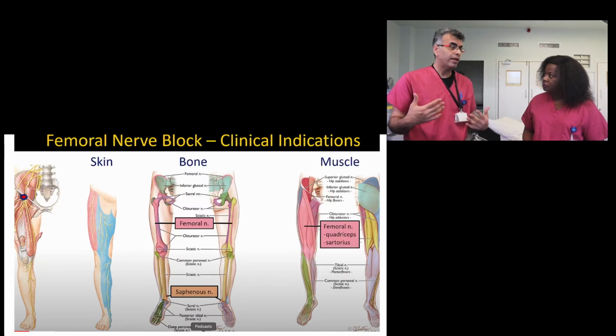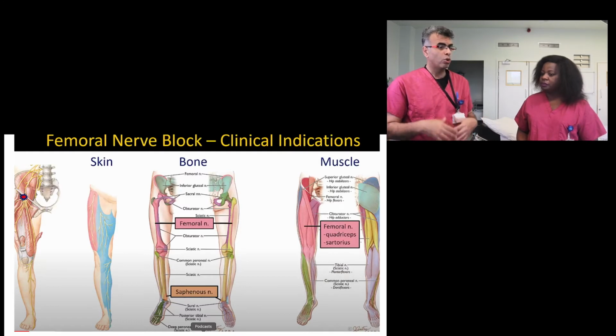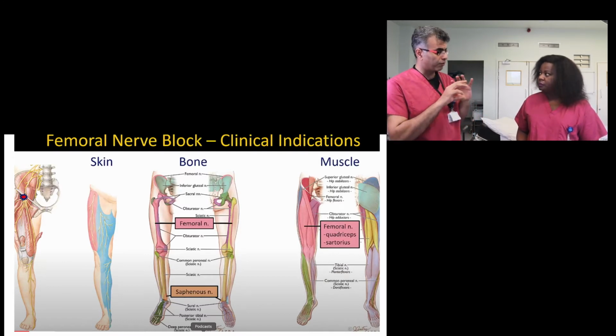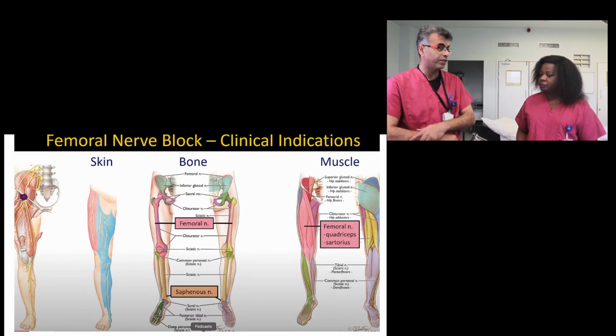So for the clinical indications for the femoral nerve block or any other block, it's better to understand the dermatomes, the myotomes, and osteotomes innervated by the nerve. If you know the territories of the nerve well, you will know the indication of these blocks.